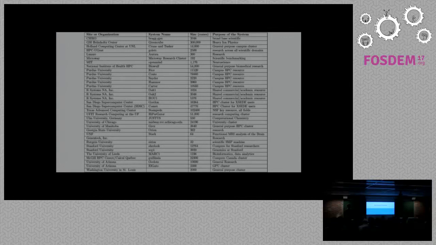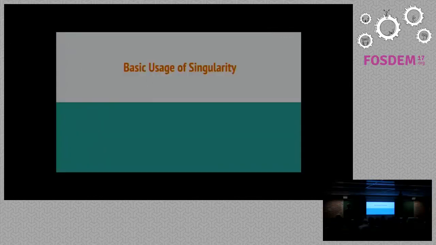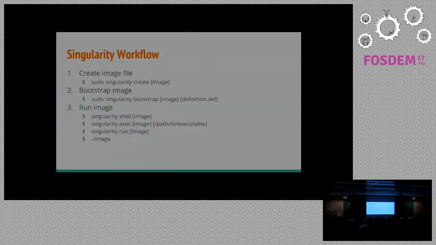So the basic usage of Singularity falls into three main parts for the workflow. First, you're going to create an image file. That's usually done with sudo singularity image or singularity create, and you give it a name, and that creates a physical .img file on the disk. The second part is to bootstrap it, and that's the process of installing whatever software you want on your image, configuring your operating system inside the image, and then you're going to run it.